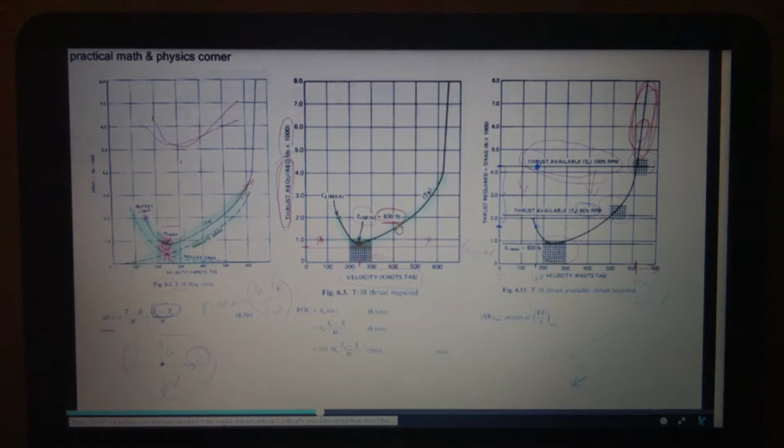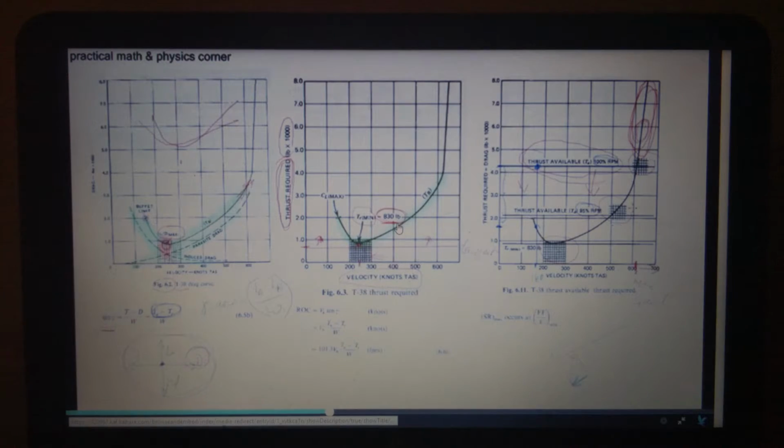This one is obviously not at 100% RPM. Use the one at 100% RPM if it asks for that. So it changes with power setting, obviously. That's why we have power settings, to get different power and thrust outcomes. And it changes with altitude, but in general the thrust available from our engines doesn't change much with speed. That's why you can see here basically a constant line. Anything that's horizontal in the diagram is a constant relationship, as we know from math. So you see a constant line here for the thrust available.